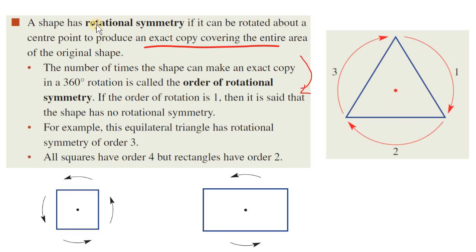Well, you see, a figure has a rotational symmetry if it can be rotated about a center point to produce an exact copy covering the entire area. And in this regard, we have this important concept of order of rotational symmetry, which is basically the number of times the shape can make an exact copy in a 360-degree rotation. Let me show it to you through an example.